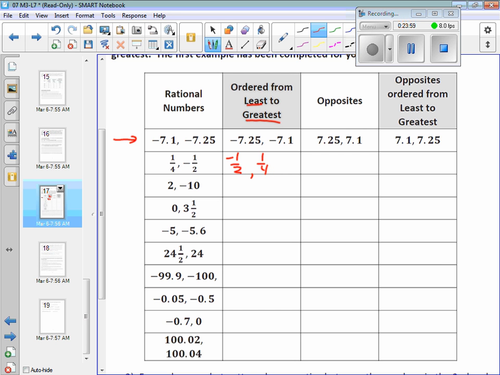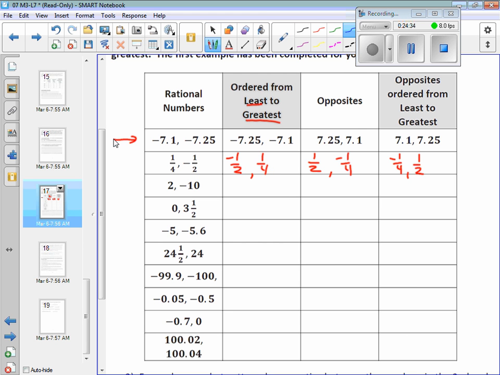Next thing that they want are what are the opposites of -1/2 and 1/4? What's the opposite of -1/2, Jay? What's the opposite of -1/4, Matt? Of negative 1/4? Sorry, positive. Negative 1/4. Okay, let's put it in order from least to greatest. Brandon, what's lower? Negative 1/4. Followed by 1/2.